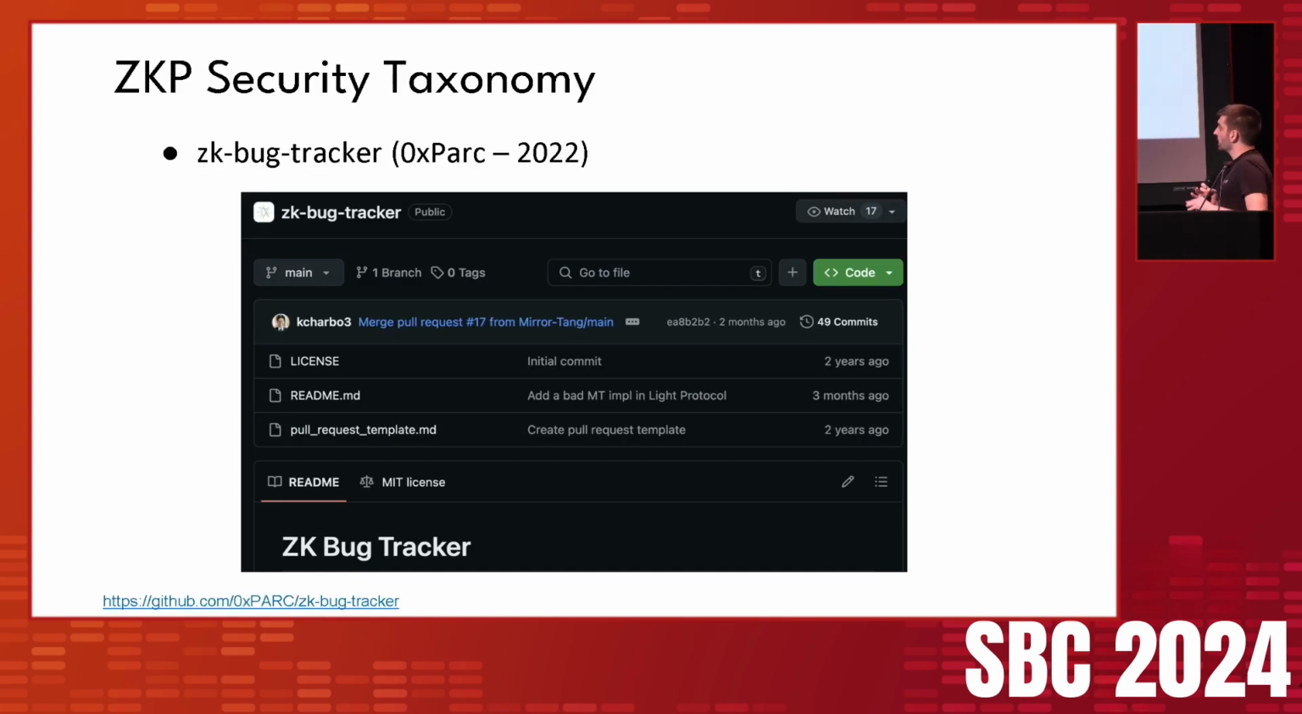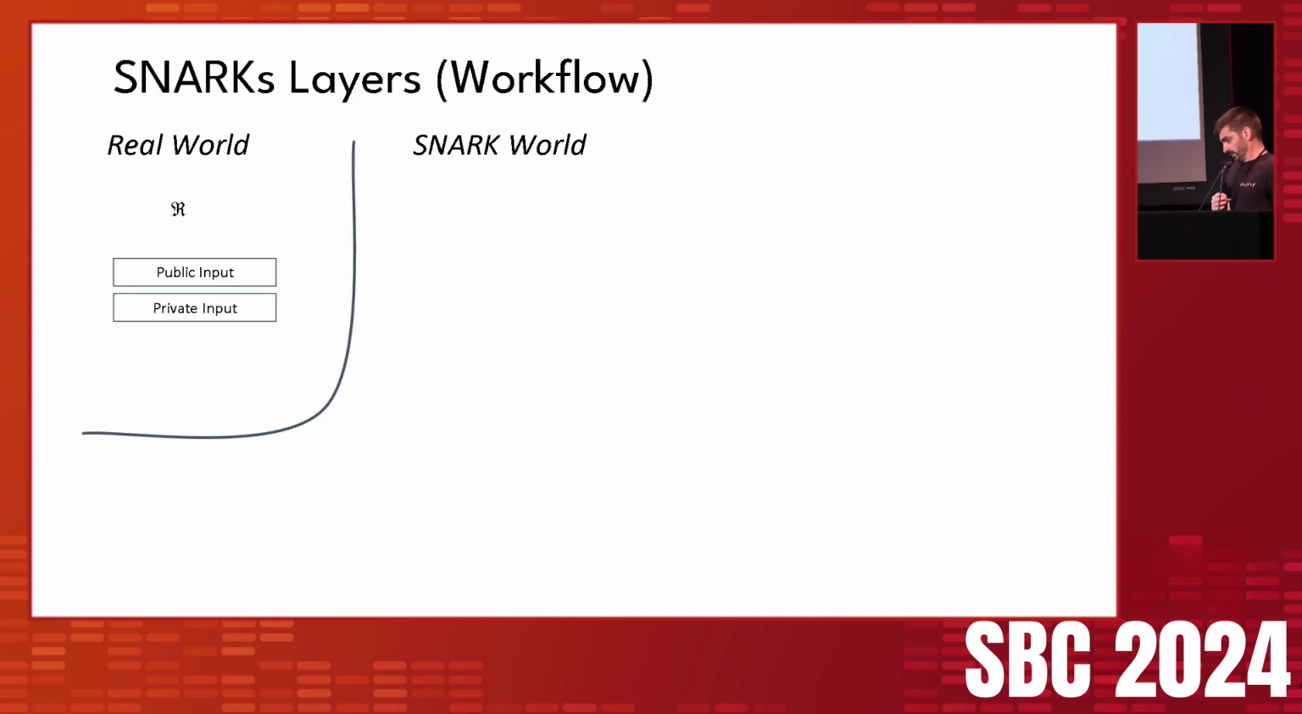So, at the moment, there have been some efforts. For example, there is the ZK bug tracker from 0xSpark that has 25 vulnerabilities. But we wanted to further systematize the knowledge of what's going on in the space in terms of security. So, first of all, I will start with a very high-level overview of how we see the different layers involved when using SNARKs. We start with a public relation, which we call R here.